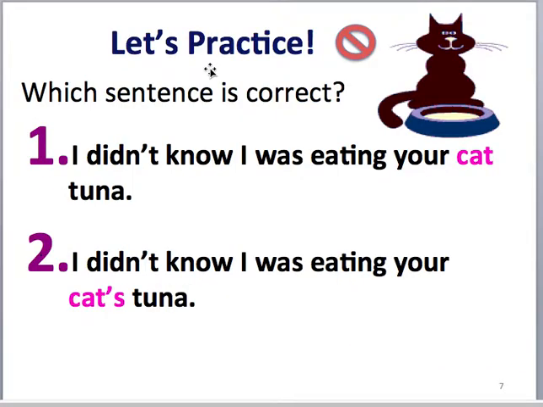Now let's practice together. Which sentence is correct? Number 1 or number 2? Number 1 is, I didn't know I was eating your cat, tuna. Number 2, I didn't know I was eating your cat's tuna.